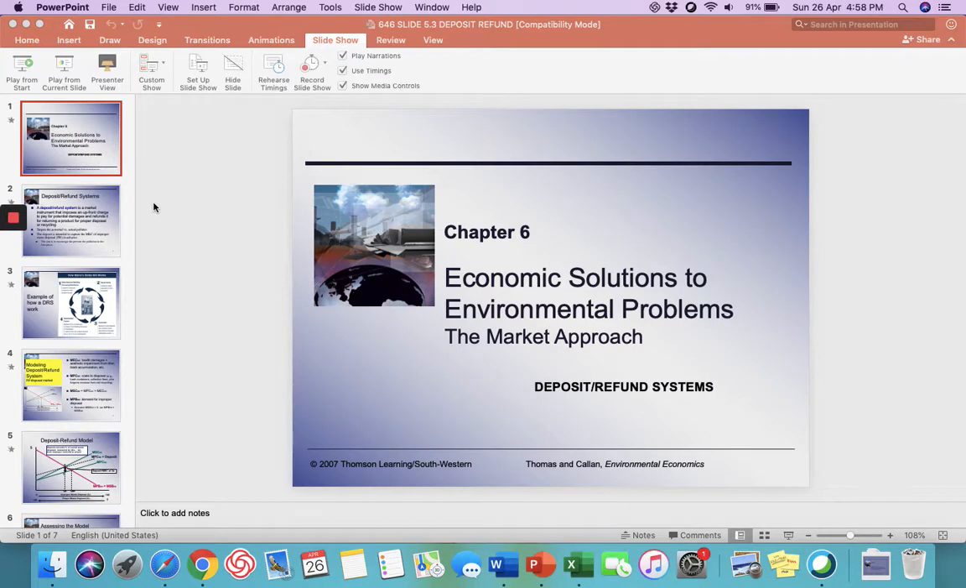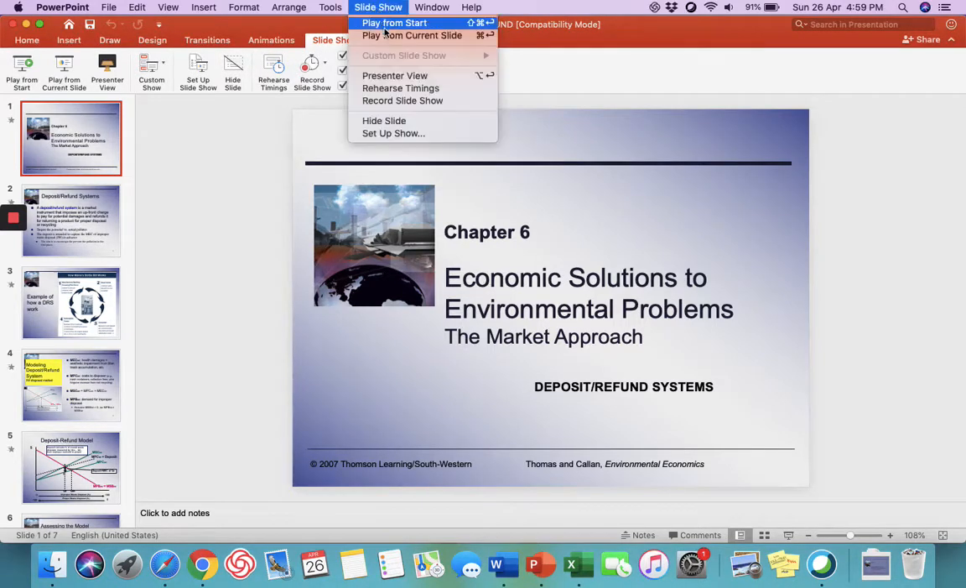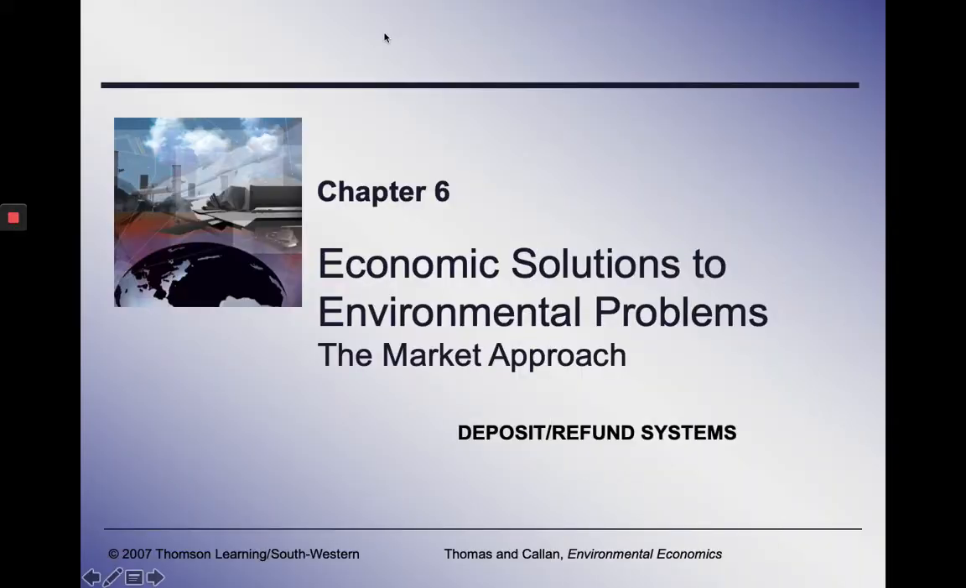Assalamualaikum. We are in the second approach under economic solution in order to solve environmental problem or external problem. So the second approach here is called deposit refund system. What is a deposit refund system?